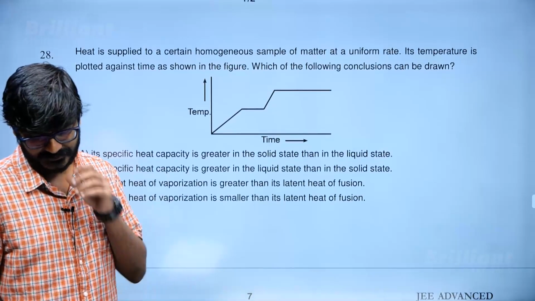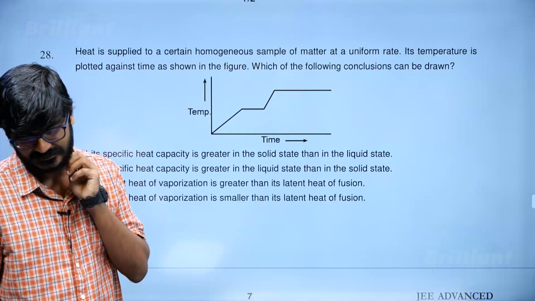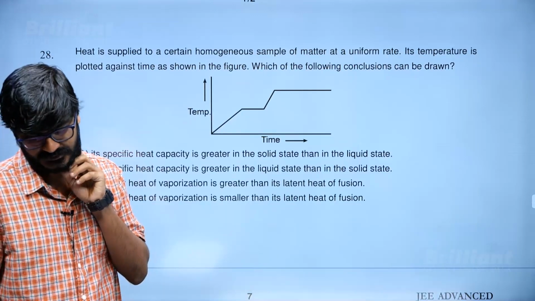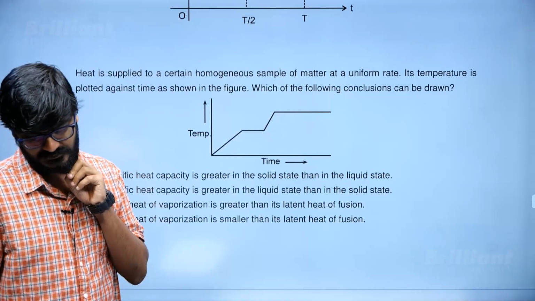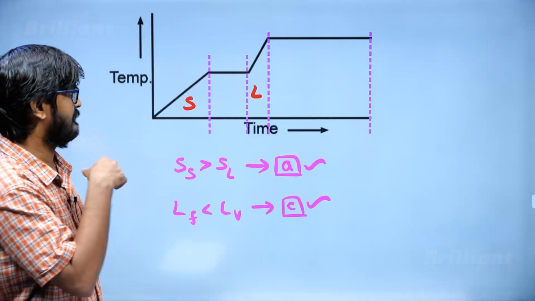Heat is supplied to a certain homogeneous sample of matter at a uniform rate. Its temperature is plotted against time as shown in the figure. Which of the following conclusions can be drawn? Yes, I think that's a much more direct question. So you can see which time is more.